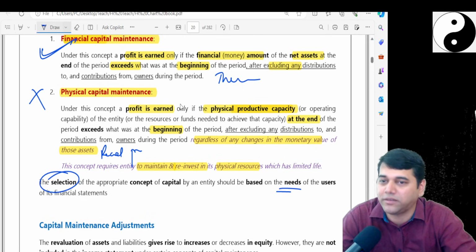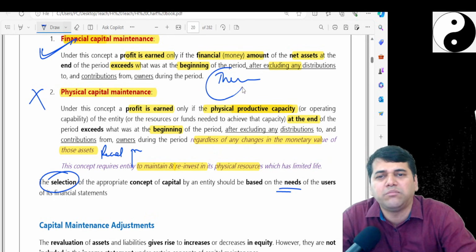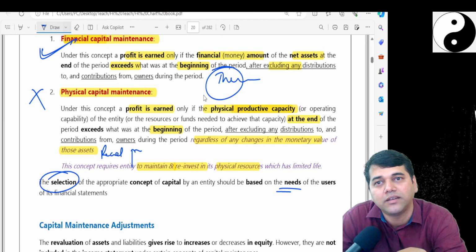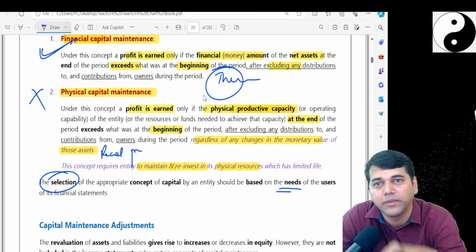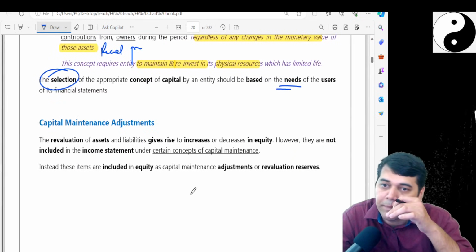Real means we have actually earned operational profits. This may be your theoretical. Again, there is more depth. I tried on the internet, and so many articles came. There are so many concepts. Okay, there is only one question, we'll focus on that. Now, capital maintenance adjustment. It says that the revaluation of the assets.